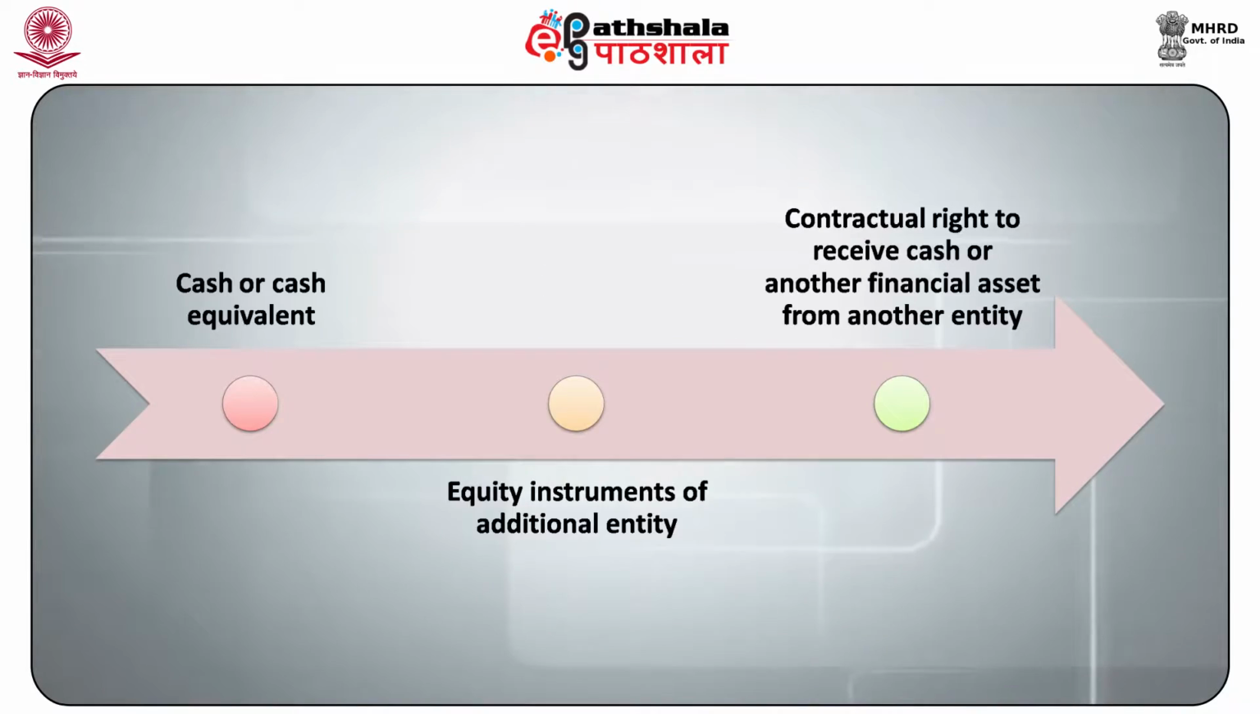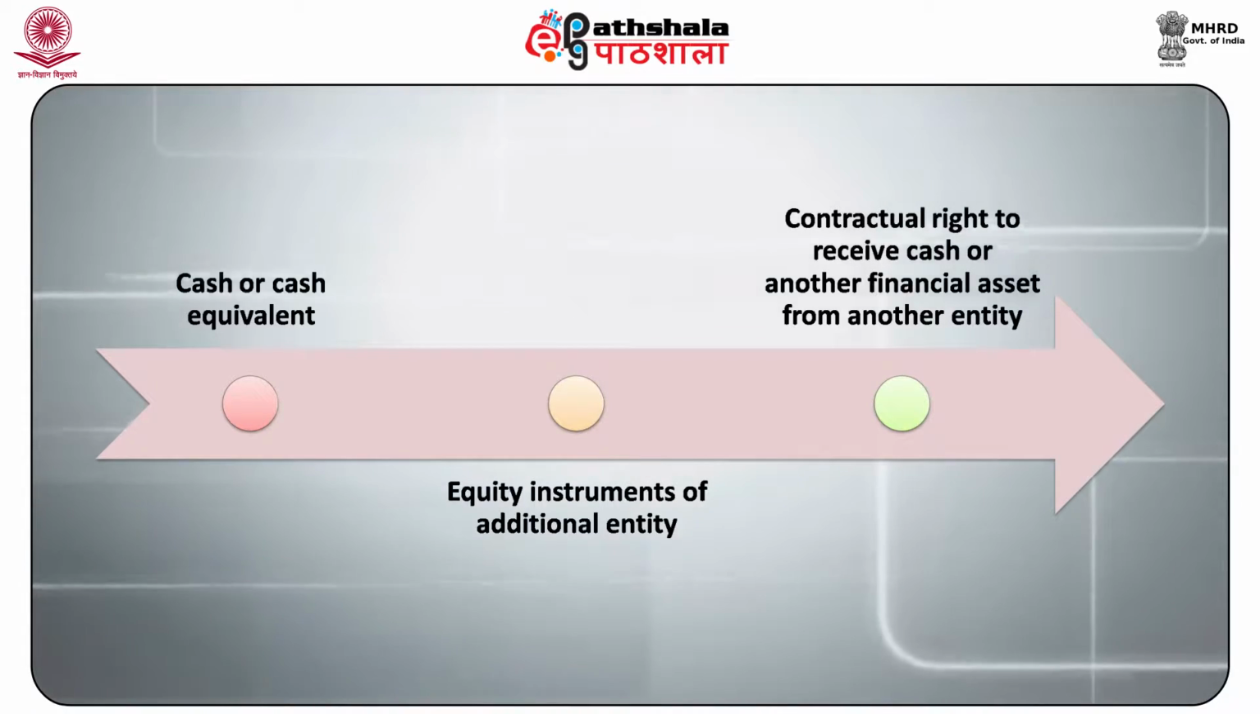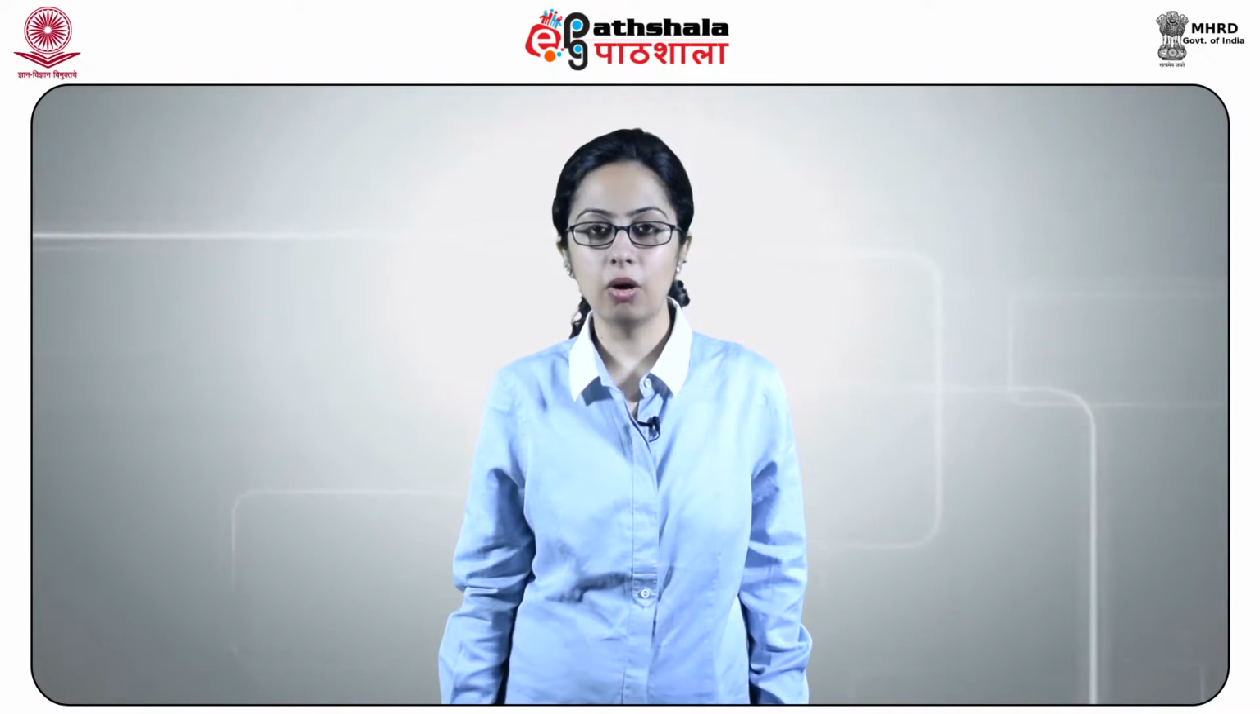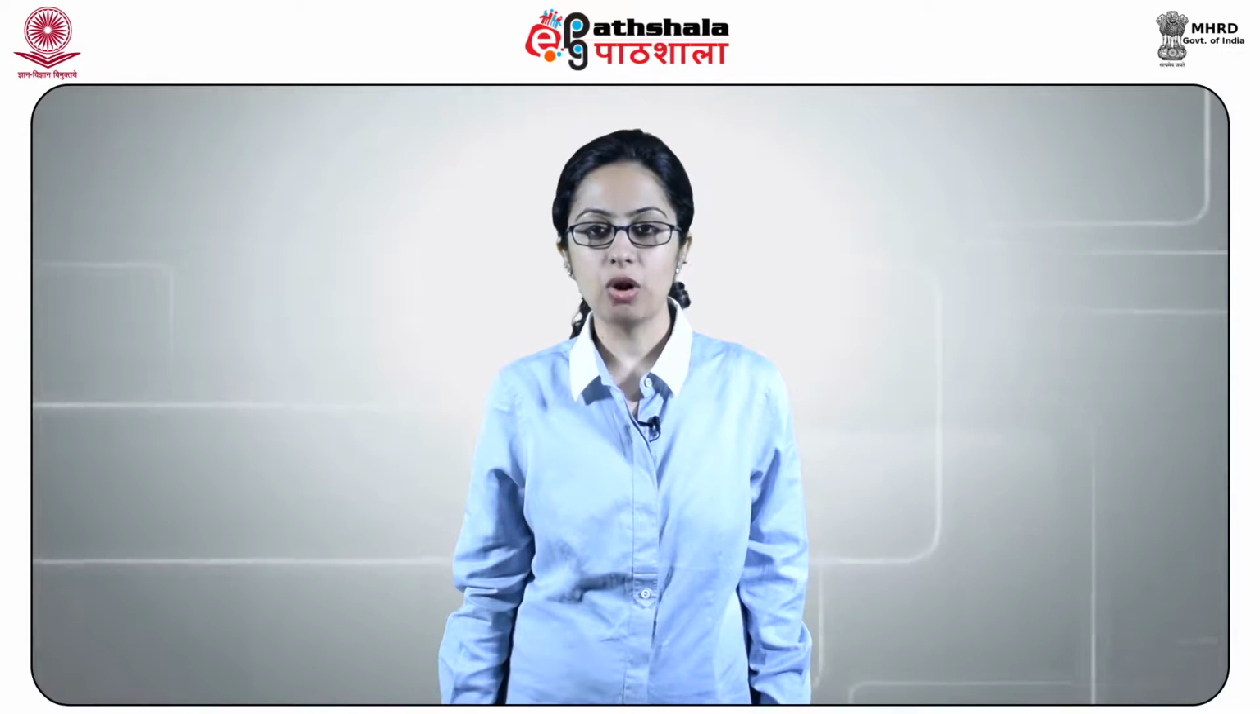Let us now discuss some classification of financial assets. As per International Financial Reporting Standards, IFRS, financial assets can be classified into the following categories: cash or cash equivalent, equity instruments of another entity, contractual right to receive cash or another financial asset from another entity, and a contract that will or may be settled in the entity's own equity instruments and is either a non-derivative for which the entity is or may be obliged to receive a variable number of the entity's own equity instruments, or a derivative that will or may be settled other than by exchange of a fixed amount of cash or another financial asset for a fixed number of the entity's own equity instruments.